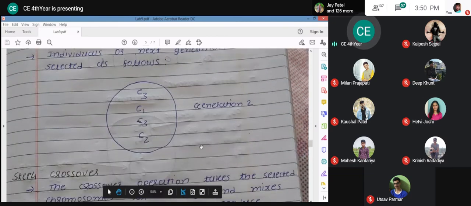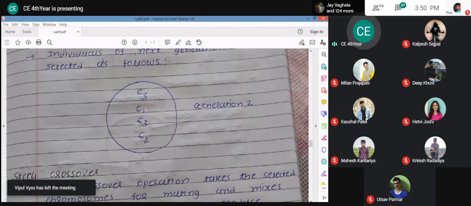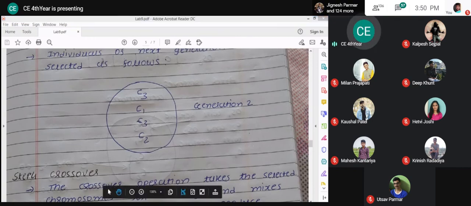So in the next generation, C3, then when I move the wheel again, C1 is selected, then again C3 is selected, then let's say it stops at C2. So this is my generation 2. Anyone have a doubt up to this? Please reply. Clear, everyone? Okay.